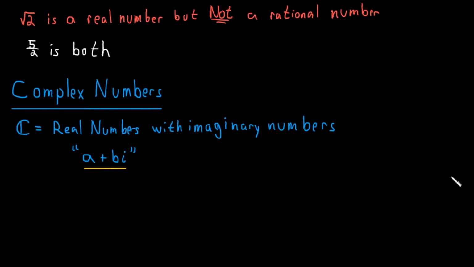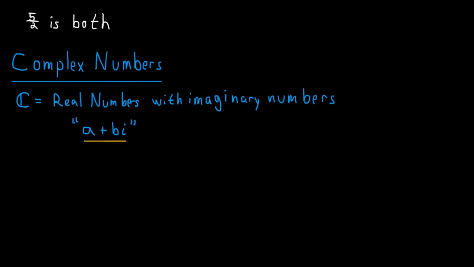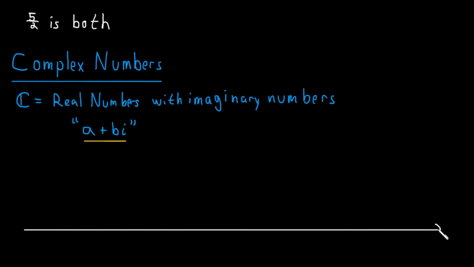Finally, we get to the complex numbers, which are just real numbers with imaginary numbers, things of the form a plus bi, where a and b are real and i is the imaginary number square root of -1. Now, if the complex numbers right now seem mysterious and weird to you, don't worry about it. We'll talk about it later.